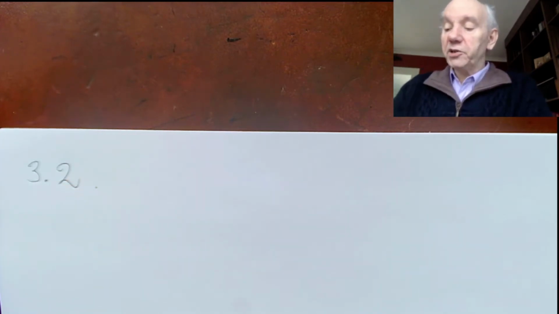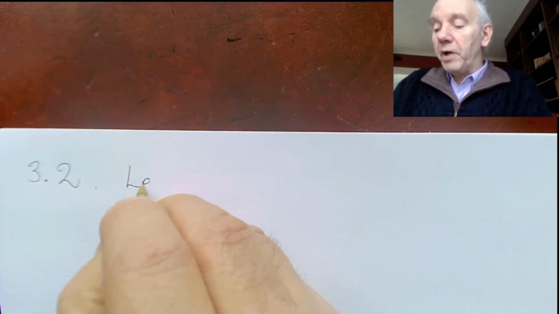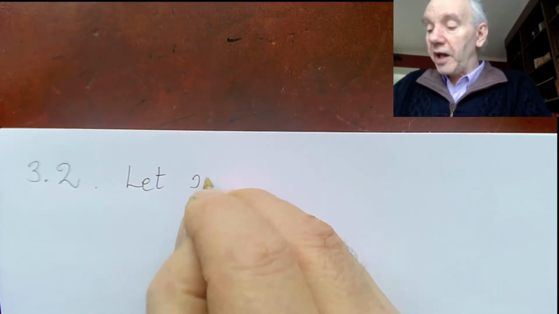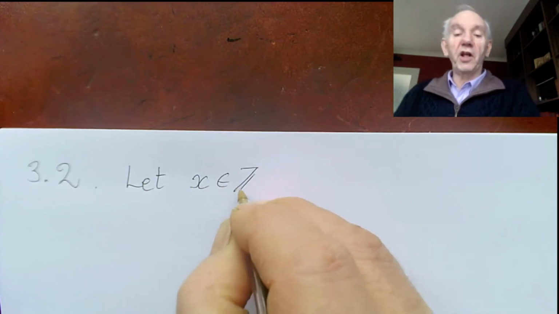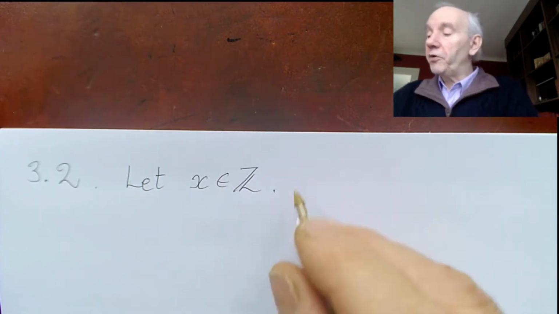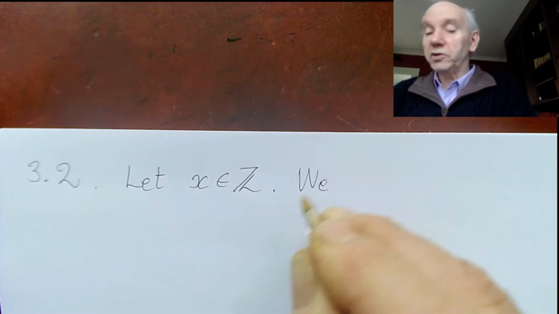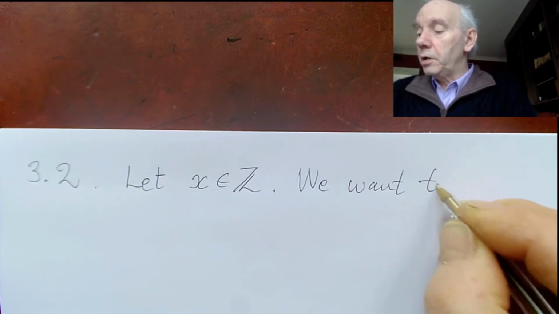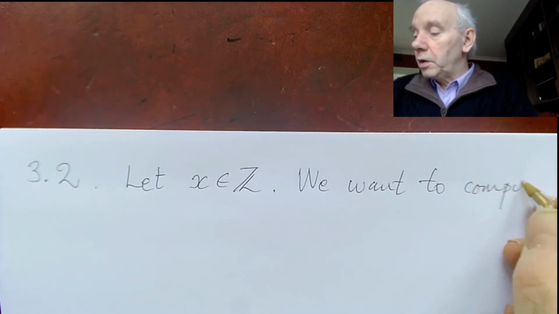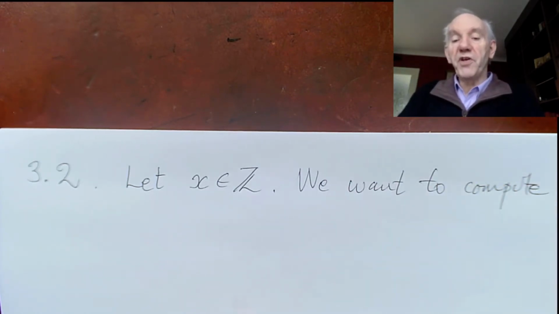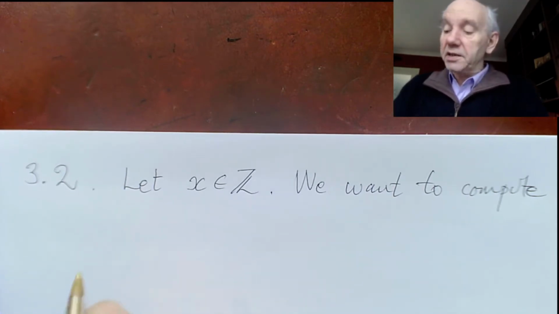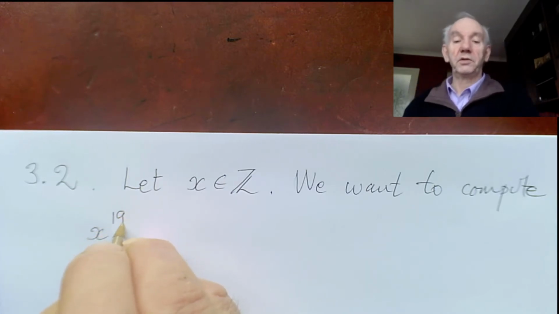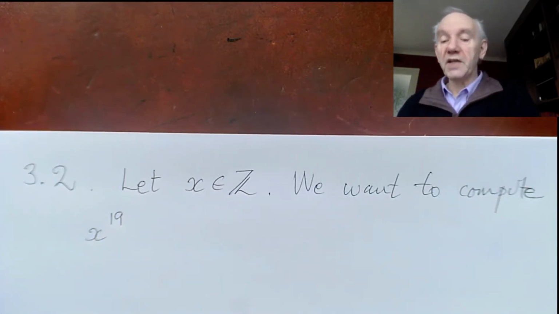Same example from the lecture notes. Let x be an integer, let's say. I want to compute, in order to explain the method, some power of this number, and the one I've chosen is x to the power 19, just as an illustration. So what is x to the power 19?